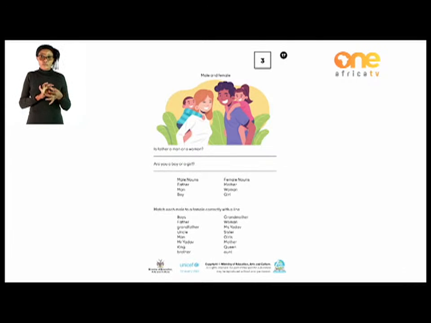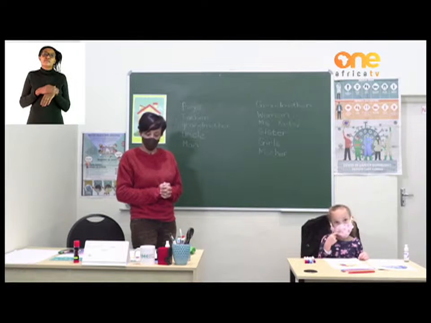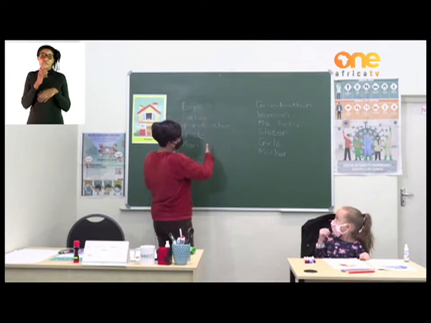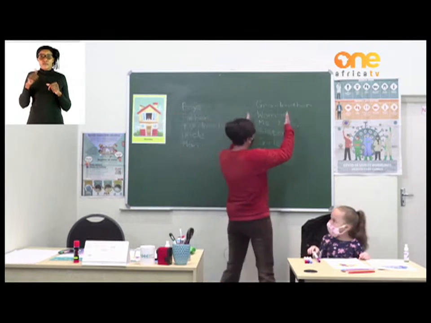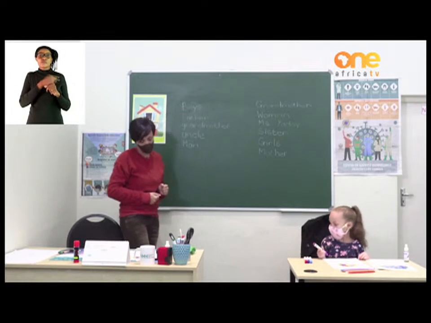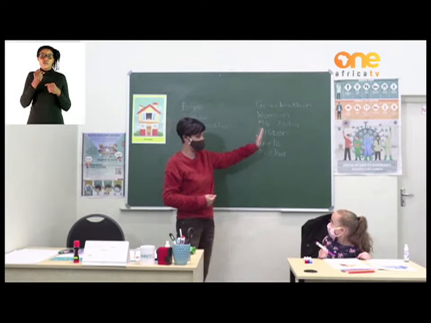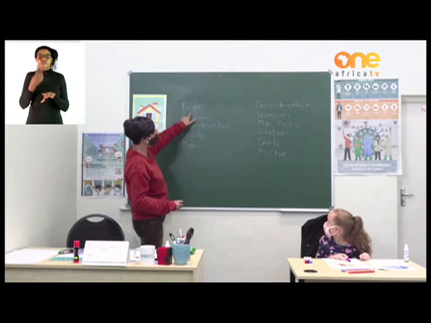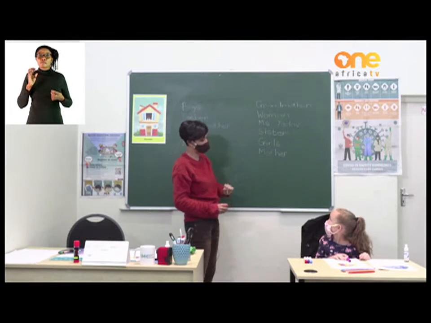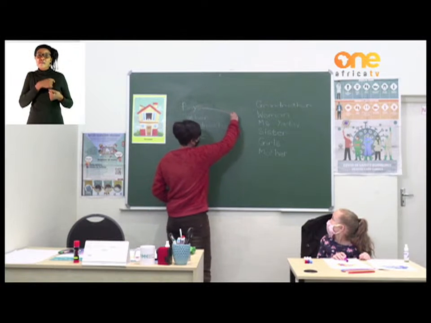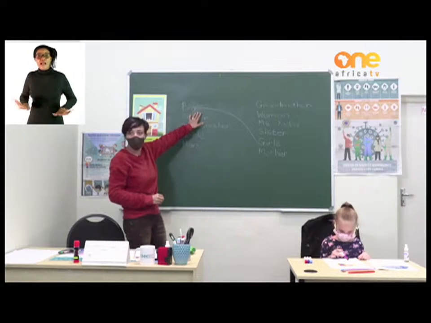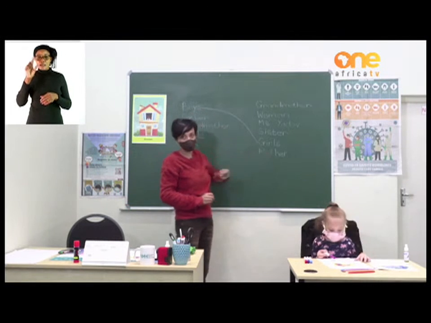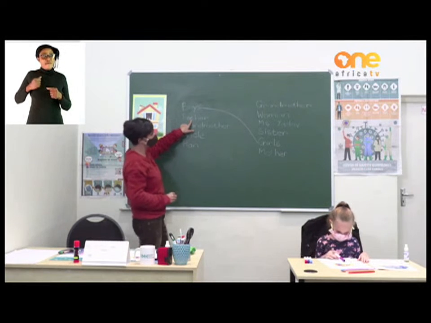Match each male to a female correctly with a line. So if we go over to the board, we will see that on the one side is our males and on the other side is our females. We have to match the male with the female. I'm going to show you 2 examples, then you have to do the rest. Boys, with what female will we match it? With the girls. So we're going to make a line from the word boys to the word girls. Father, with who does father match?